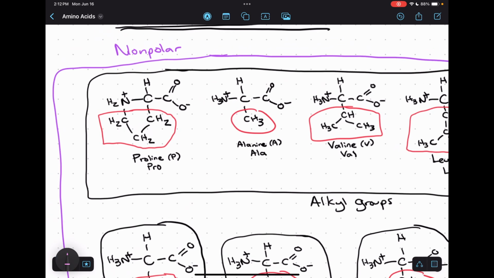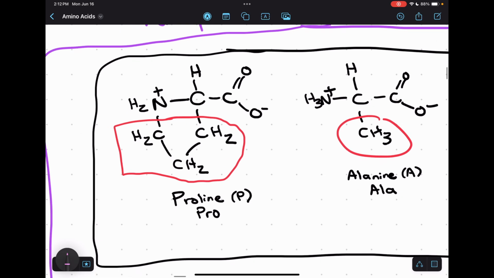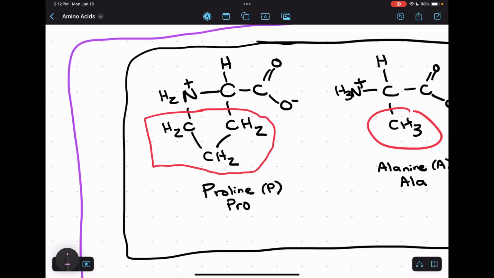So we can start with proline. Proline has this R group, and it's a pretty unique one among all the 20 amino acids because the R group connects with both the alpha carbon and the amino group. That's unique to proline. And it has the 1-letter abbreviation of P and then the 3-letter abbreviation of PRO. And then you can see all the different abbreviations as I go through them.